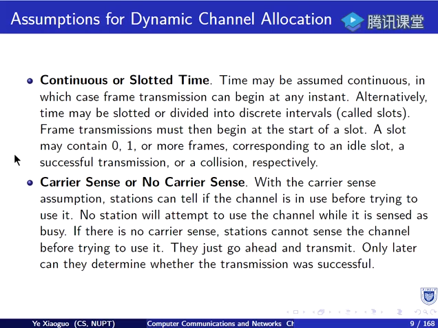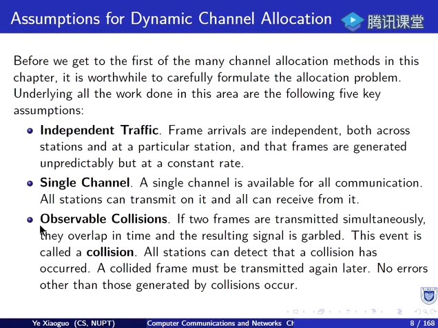Corresponding to an idle slot, a successful transmission or collision, respectively. Master assumption is carrier sense or no carrier sense. Assumption 3 says collision can be observable. That means the stations can find the collision, know the collision if the collision occurs.